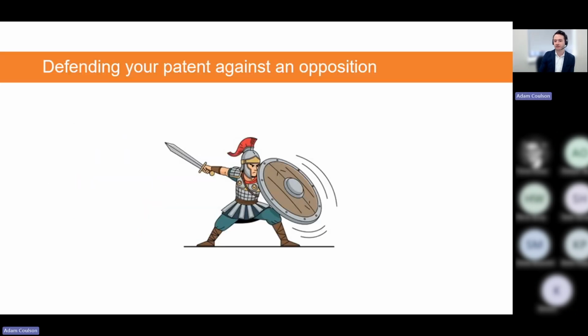And now moving on to defending your patent against an opposition. So we're now going to discuss some considerations which you should make when you're faced with someone filing an opposition against your European patent.